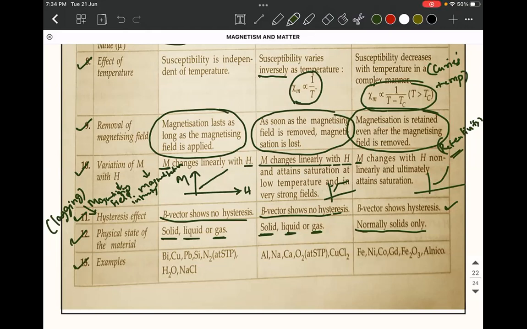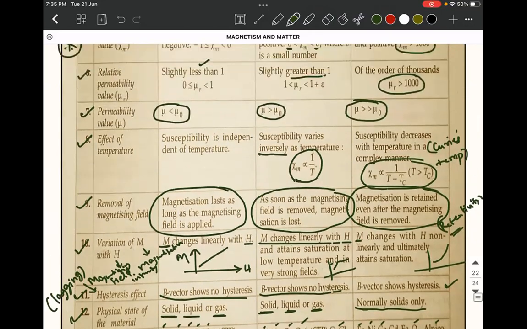And the last part is examples. Examples of diamagnetic substances are bismuth, copper, lead, silicon, nitrogen at standard temperature and pressure. Water and sodium chloride can also be considered diamagnetic substances. Whereas paramagnetic examples are aluminum, sodium, calcium, oxygen, and CuCl2. And iron, cobalt, nickel, Fe2O3, and alloys like aluminum, nickel, cobalt alloy: all these materials are ferromagnetic in nature.